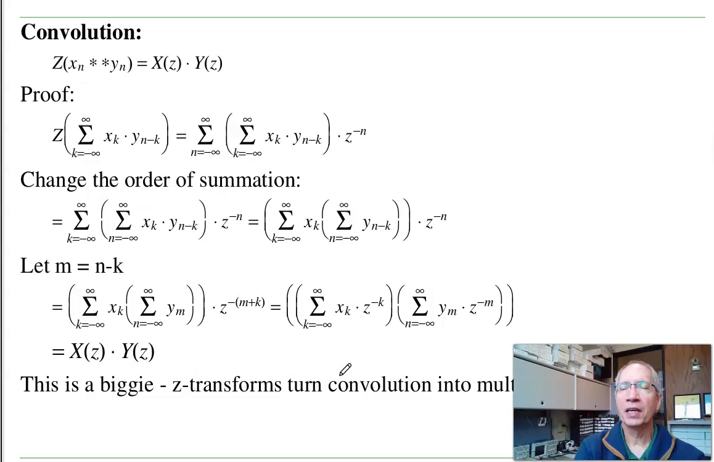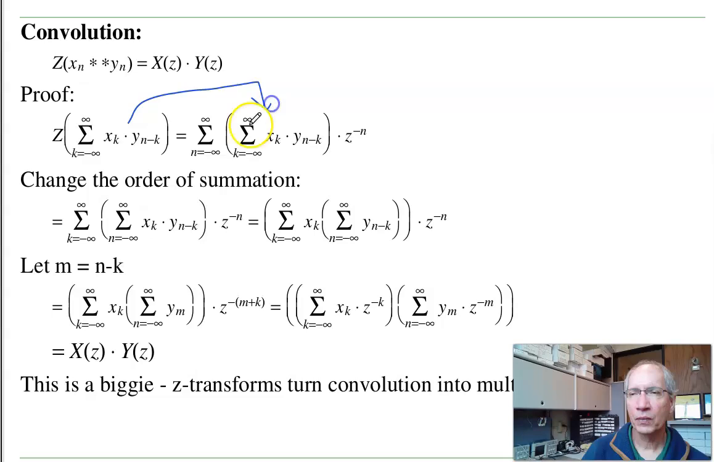Convolution. Here's the biggie. If I convolve in the time domain, I multiply in the z domain. And to see that, convolution would be the sum of x sub k, y of n minus k, sum for all k's. That's the sum. We're plugging it in. This is the z-transform of it. What I can do, change the order of summations, switch these two. Since x isn't a function of n, pull the x outside.